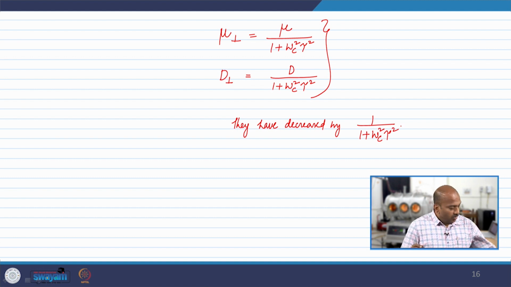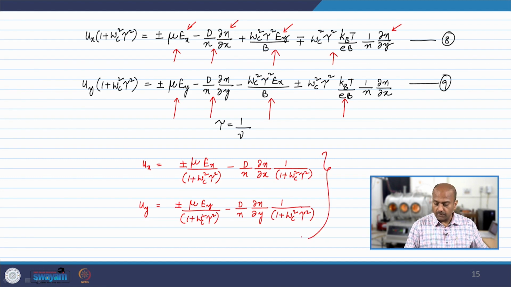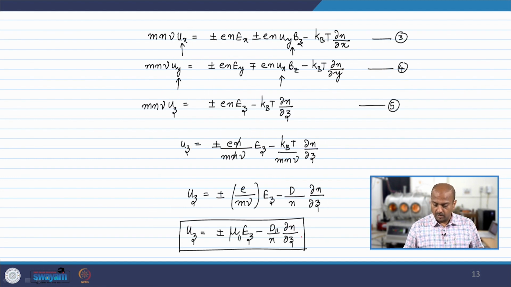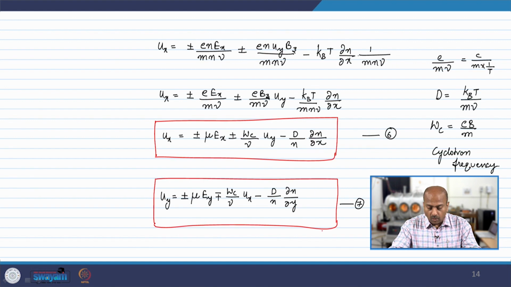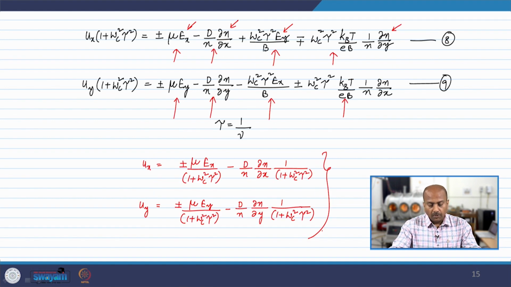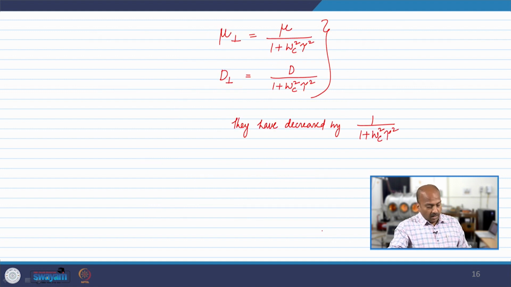Now, if you compare these two equations with this equation, you see this equation has no hint of magnetic field. So, the motion of particles will only depend on the parallel diffusion or the mobility, because the magnetic field is parallel to this direction. But if you contrast this equation with these two equations, you see the basic form is still the same, but everything appears to be scaled down by this additional factor 1 by 1 plus omega c square tau square.